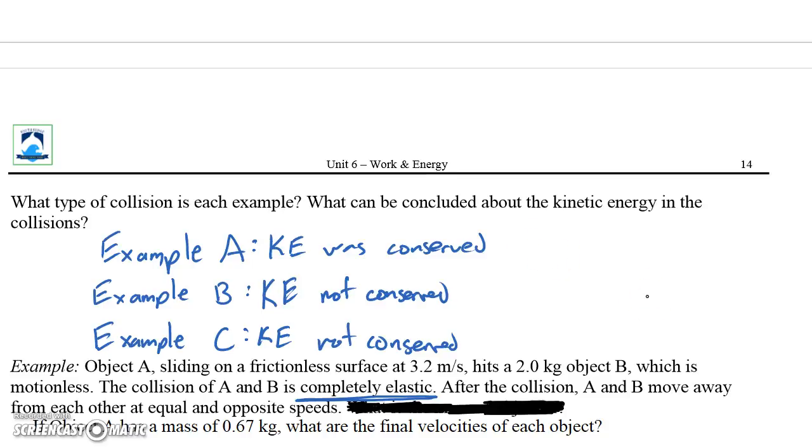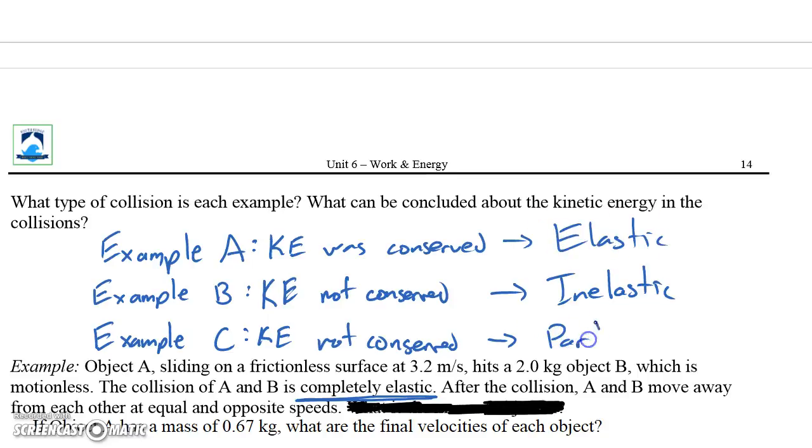And we need to know what type of collisions these are. So this one is easy. This is the inelastic because they stick together. So inelastic, not conserved, can't use kinetic energy to solve the problem. And example A, there's no way for us to know at this point, but this is actually going to be an elastic collision. And example C is partially, so the in-between.